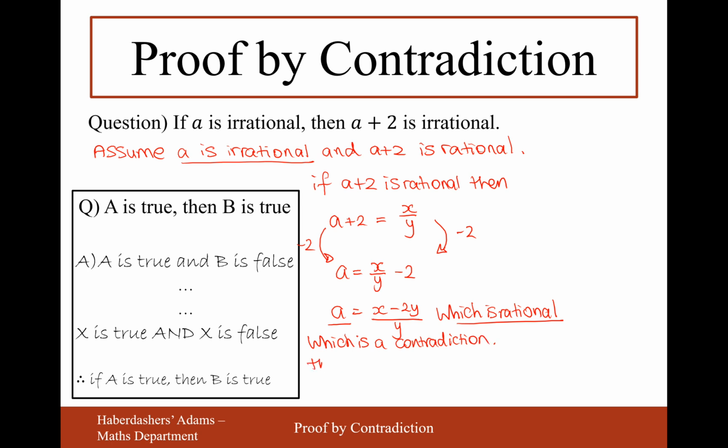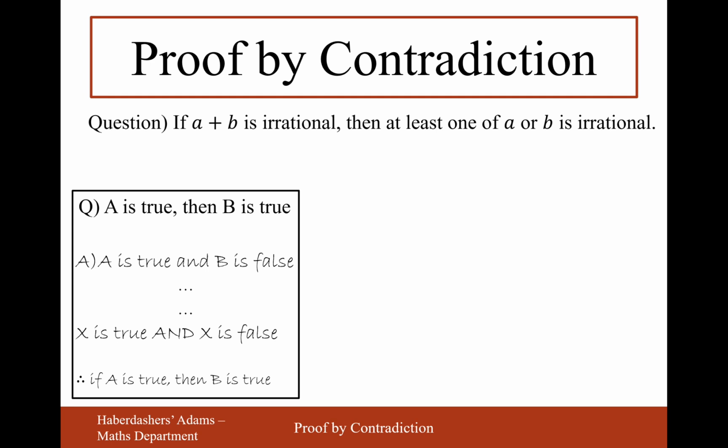So therefore, if A is irrational, then A plus 2 is irrational. And there we are, that's the answer to this question.